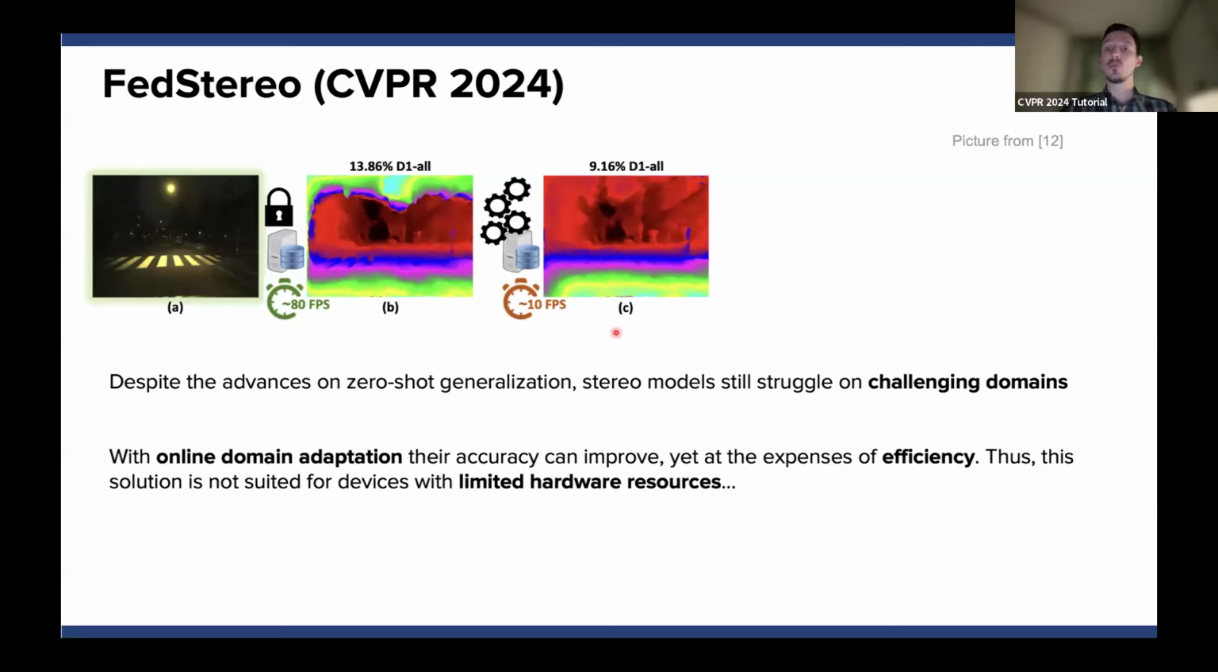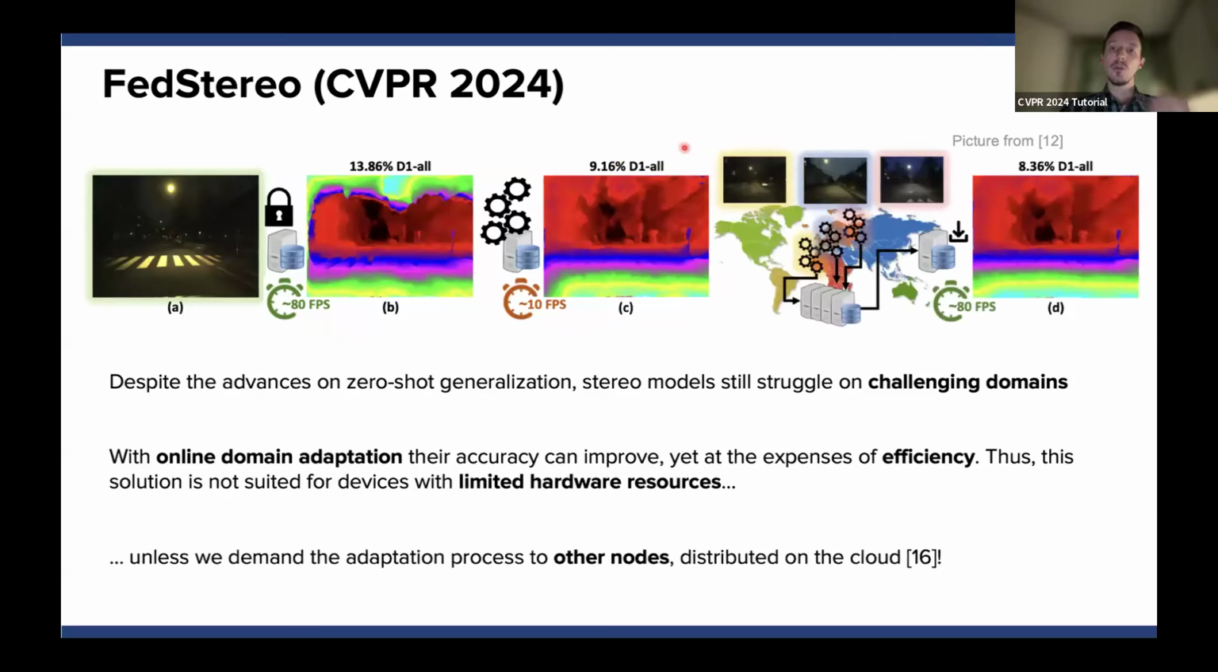This way we can adapt to any single stereo pair we process as soon as we get them. But of course, running the adaptation process requires computing some self-supervised losses and running backpropagation, which is computationally expensive and makes the frame rate drop, even if we are still improving the accuracy. So with our CVPR 2024 paper, we were wondering what happens if I need to adapt, but my hardware cannot support the adaptation. So I cannot increase the complexity of the model I'm running. Can I still, to some extent, adapt to the domain I'm facing?